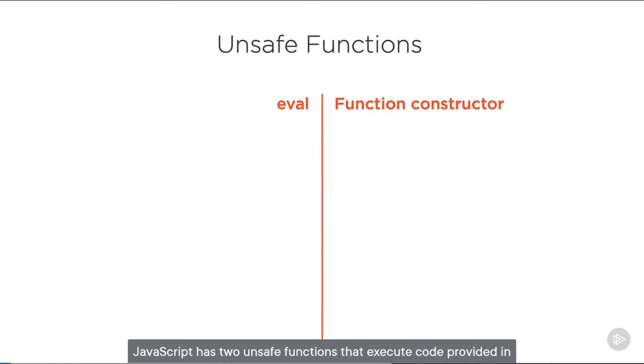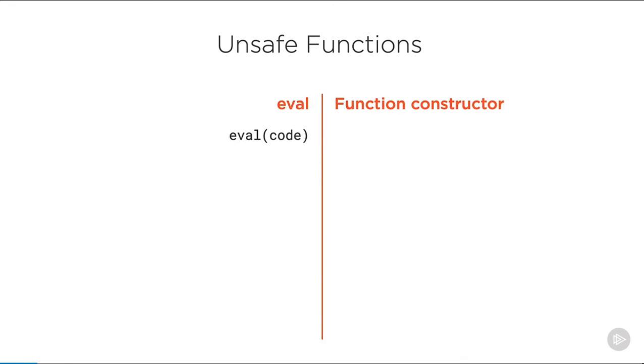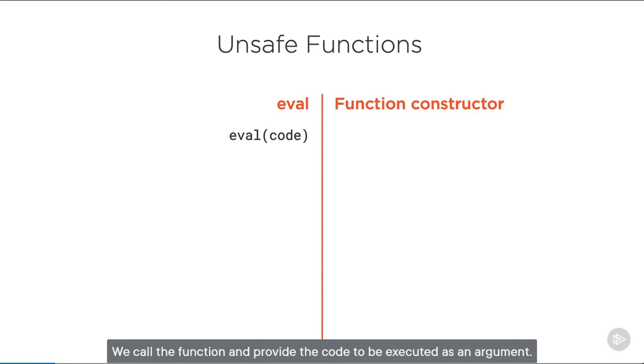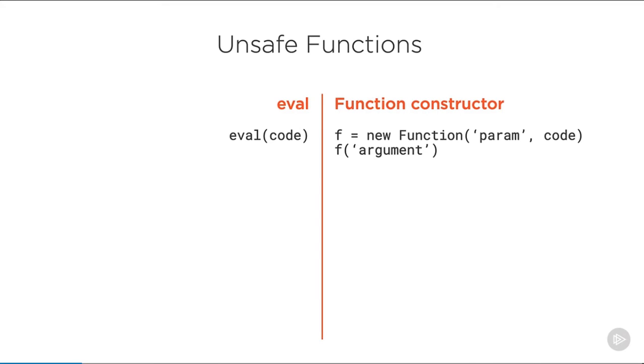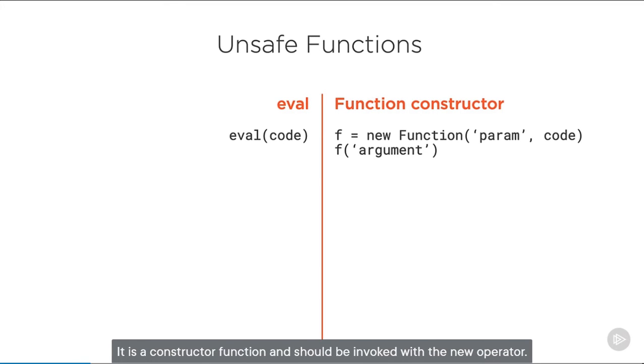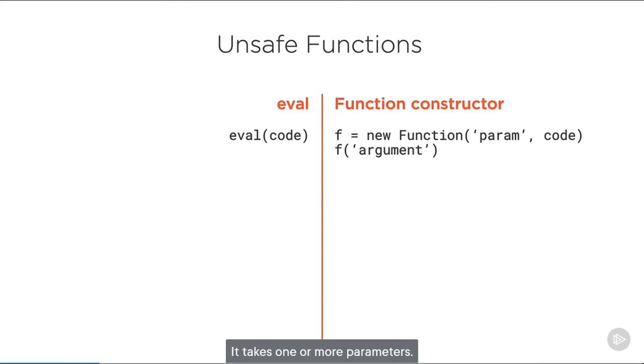JavaScript has two unsafe functions that execute code provided in a variable: eval and the Function constructor. The use of eval is straightforward. We call the function and provide the code to be executed as an argument. The Function constructor creates a new function. It is a constructor function and should be invoked with the new operator. It takes one or more parameters. The last argument should contain the body of the function, and the preceding arguments should contain names of parameters of the created function.